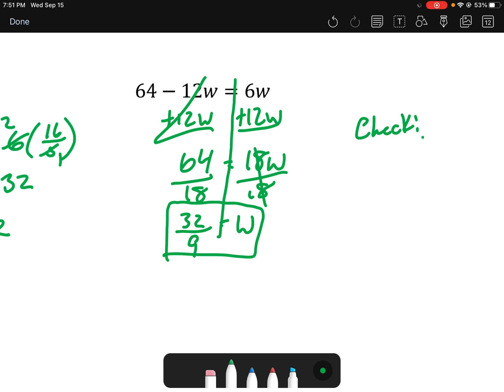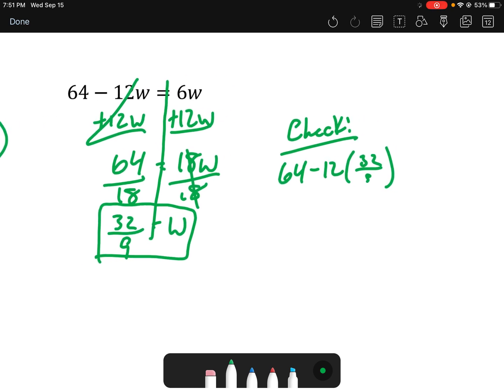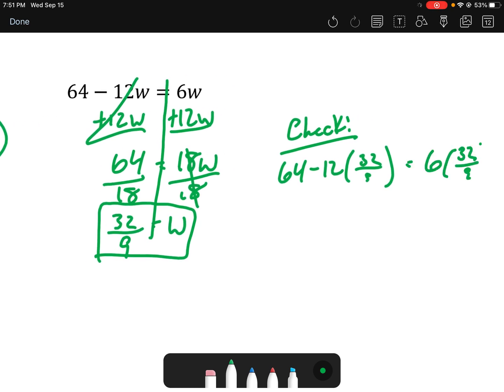Checkity checks. I'd have 64 minus 12 times 32 over 9. And that should equal to 6 times 32 over 9. Oh, these answers are going to be gross. So I have 64 minus, because that's going to turn to 3 and 4. Ugh.